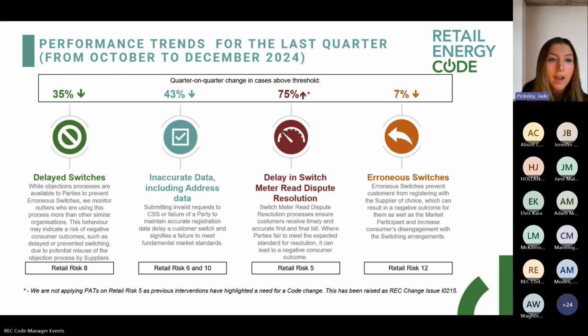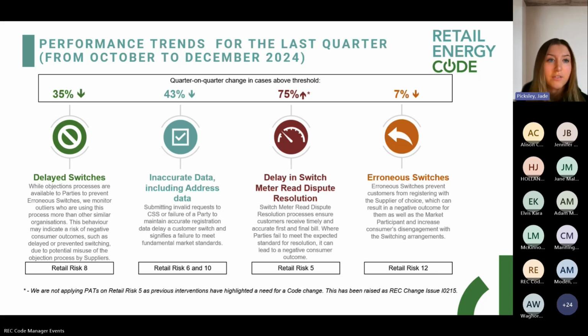So we're hoping to build on the reporting surrounding this and get some better clarity on the code in the future. Lastly, we have seen a small decrease of 7% for risk driver 12 for erroneous switches. It's important to minimise the number of erroneous switches made, as these can prevent customers from registering with a supplier of choice, which can result in a negative outcome for them as well as the market participant, and increase consumers' disengagement with the switching arrangements.